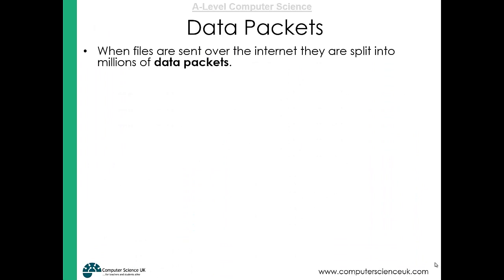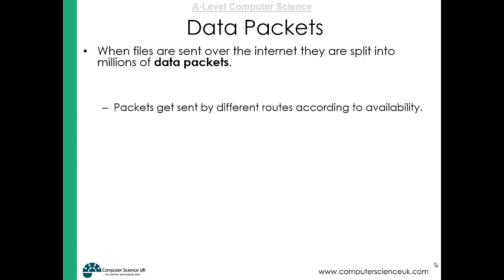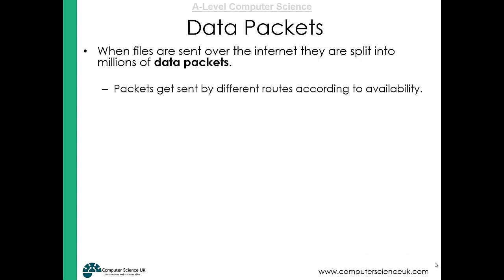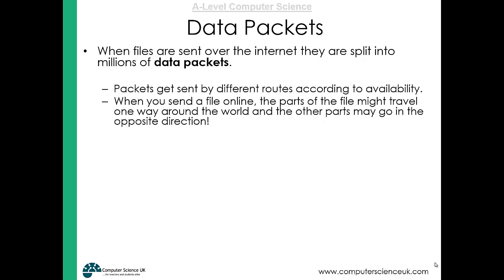So, how does data go from one computer to the next across the internet? Well, data will be split up into tiny little data packets. Packets get sent by different routes according to availability. It's not necessarily the shortest route, but it certainly is those that are available.